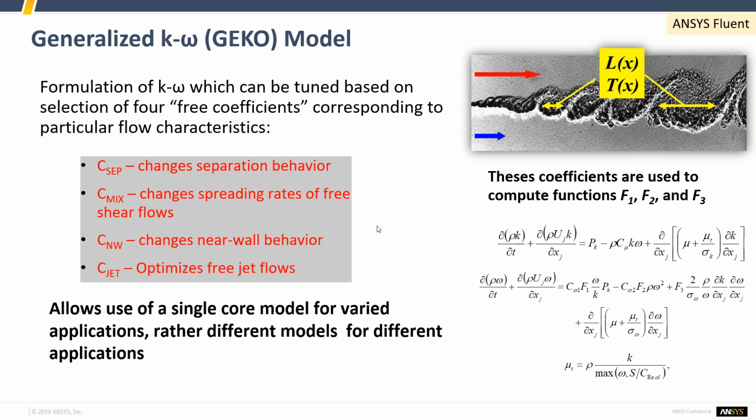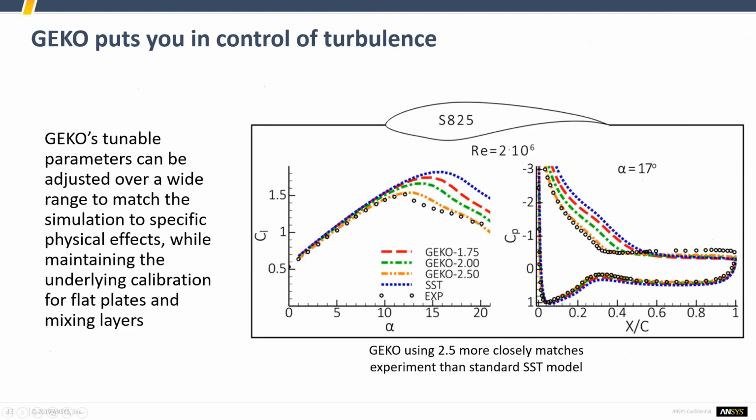But just to give an example, here we're looking at an aerofoil, and the experiments are the dots, and the standard SST model is the blue line. And we see that by using the GEKO and a coefficient of 2.5, then we match results much more closely than just by using the standard SST. So there's now a way to tune your turbulence models to accommodate results.